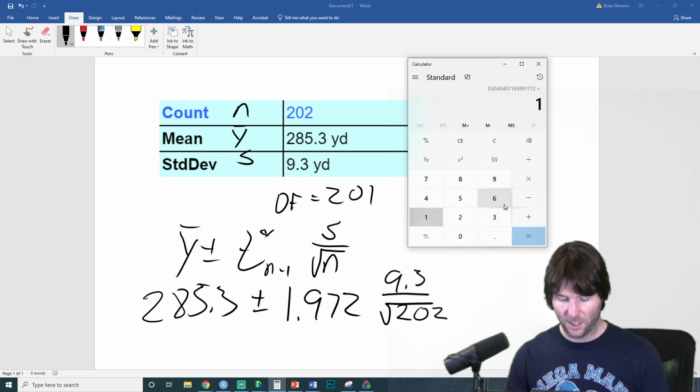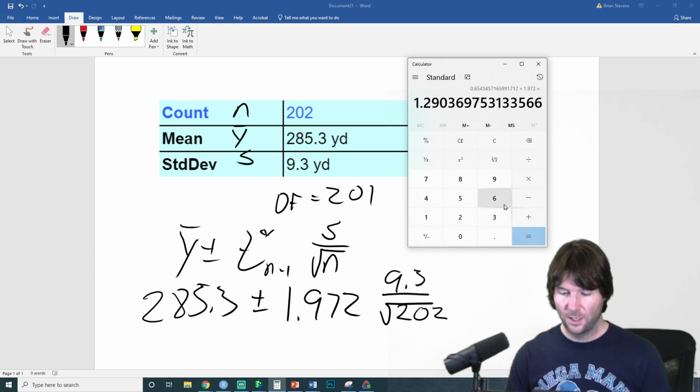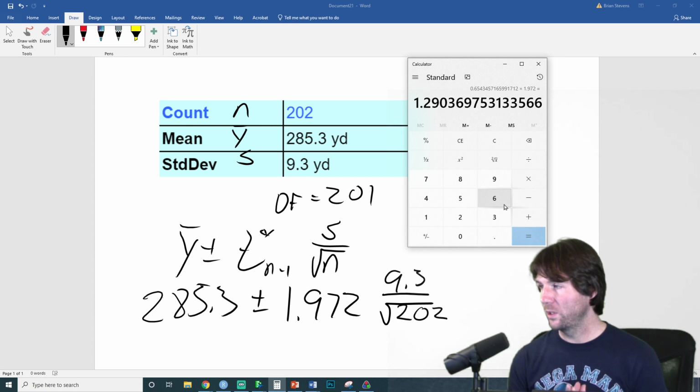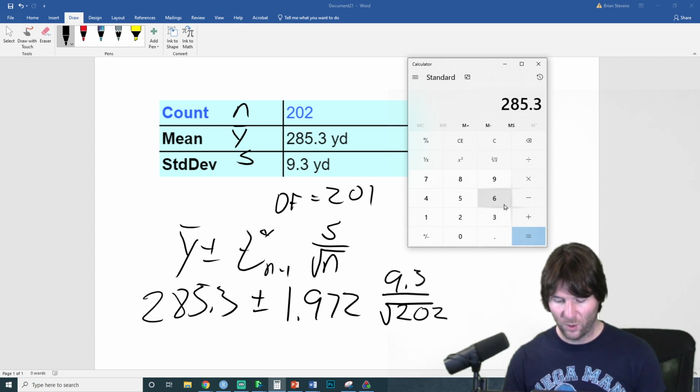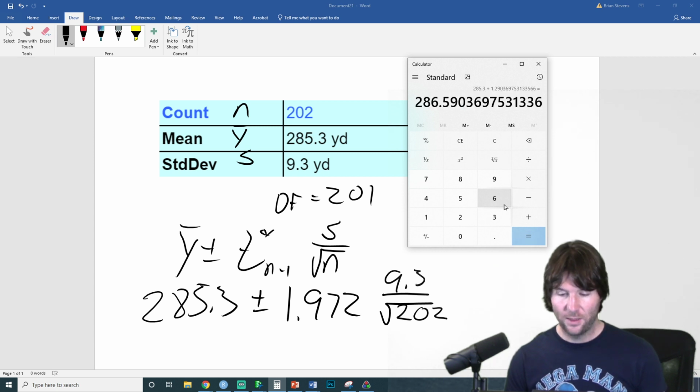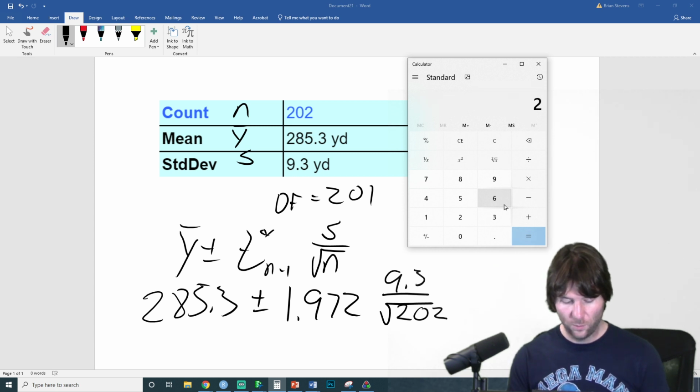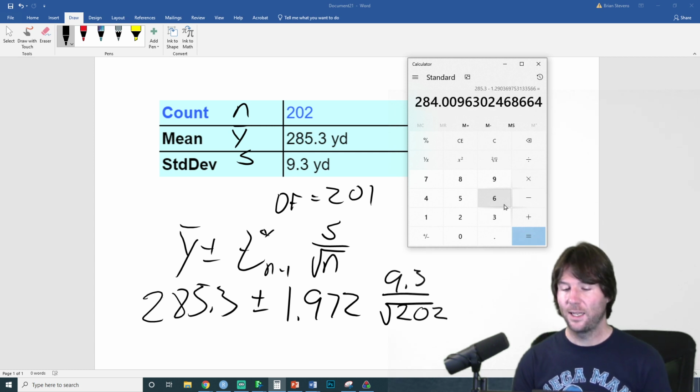This is the standard error. Then I'm going to times this by 1.972, and then we get this right here, which is the margin of error. And then I do 285.3 plus that, and there's the answer of that, and 285.3 minus this, and I get this right here.